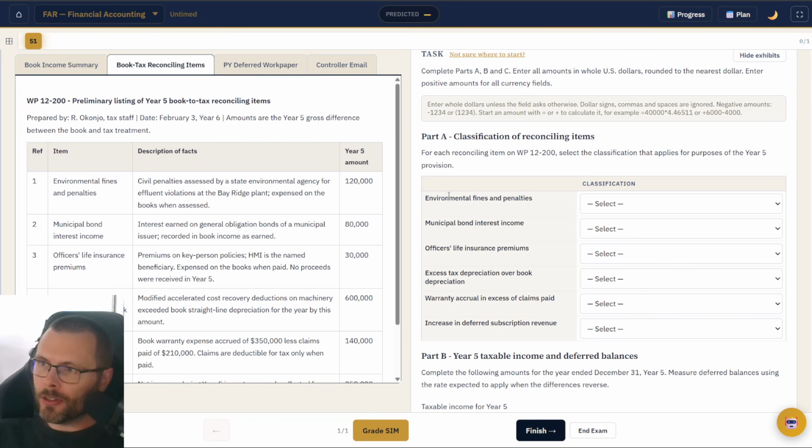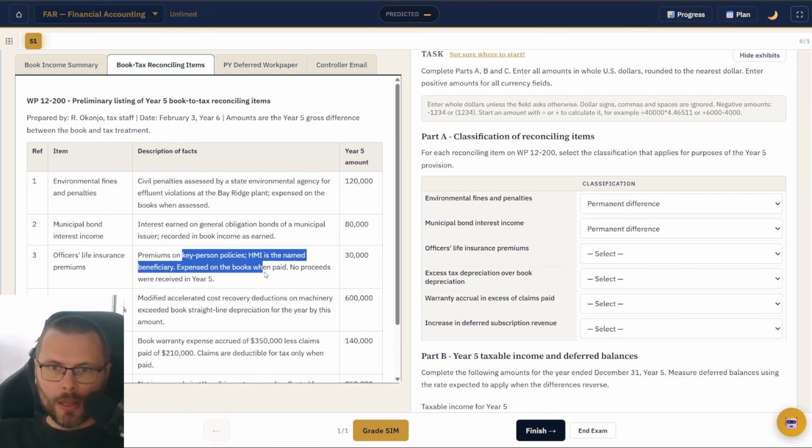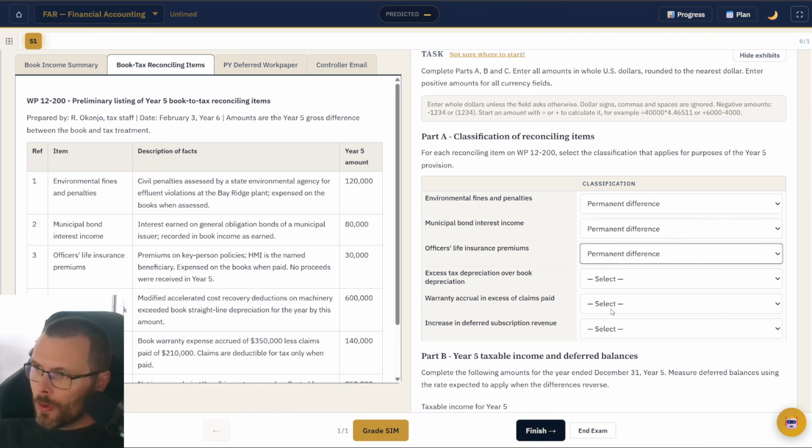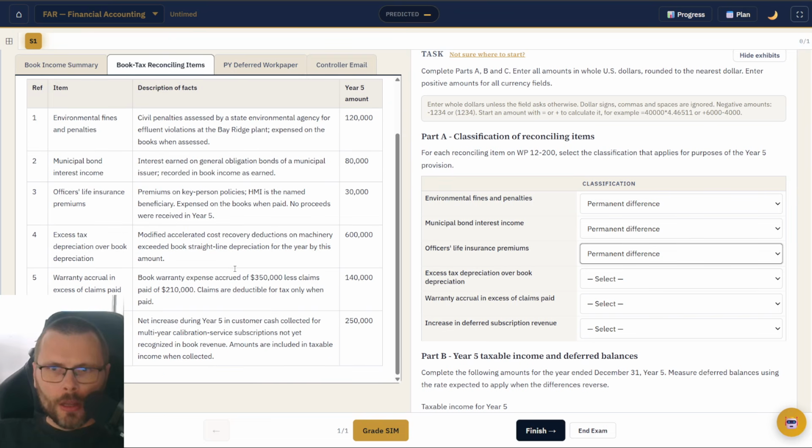So environmental fines and penalties, never deductible. That one's permanent. Muni bonds, permanent, never deductible, permanent difference. Officers' life insurance premiums. So premiums on key personnel, where the company is the named beneficiary. This is a permanent difference. If the company's a beneficiary, it's never going to be deductible in future years. Those three are the permanent differences.